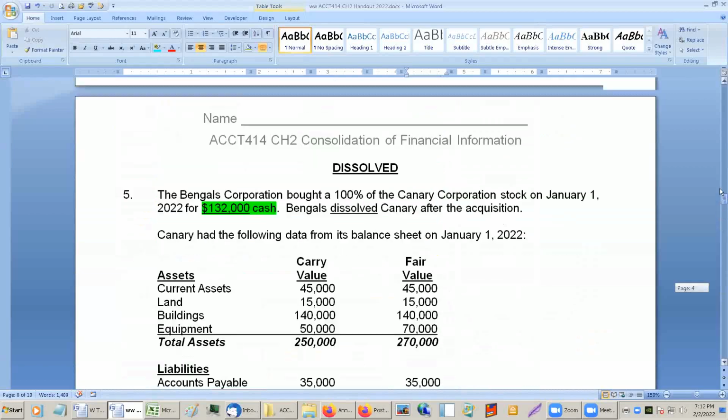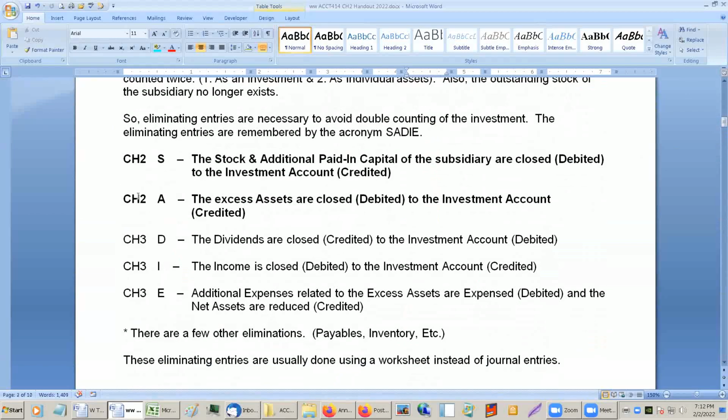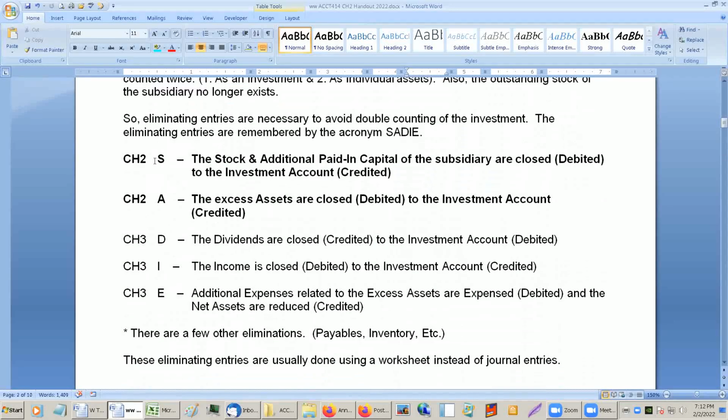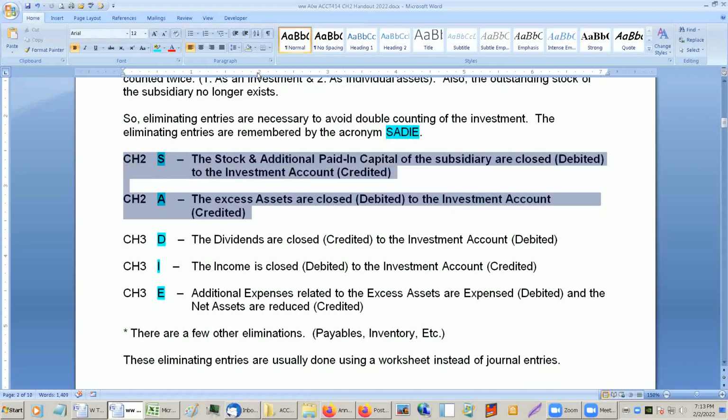All right, so let's go to the rules up here, all the way back on page 2. And the other ones we're going to do, we remember the consolidating entries by SADIE. Oops, wait a minute, he didn't get it. So SADIE is how we remember the journal entries. And for today's class, we're looking at these two.